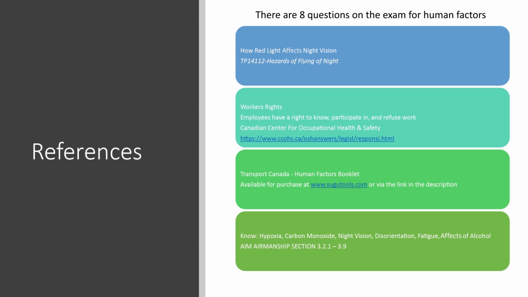I have included two references for the Aeronautical Information Manual and the Transport Canada Human Factors booklet. These links are useful if you're struggling to obtain information for the Human Factors section. I would like to advise both these books are available for purchase on our website or in our link description if you would like a hard copy. If you would like an electronic copy of the Aeronautical Information Manual, it is free for you to access on the Transport Canada website.